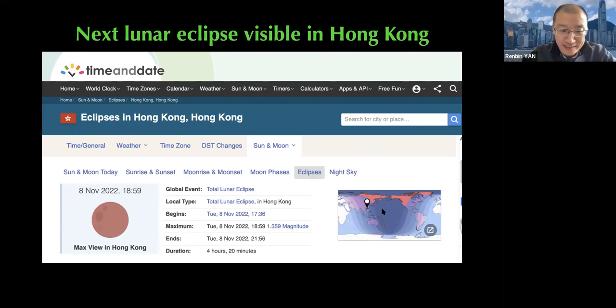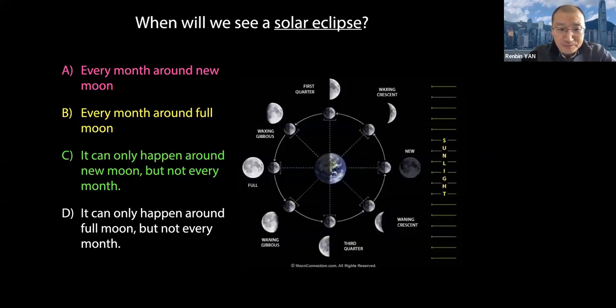Everywhere on Earth can see this phenomenon as long as you are on the night side. As long as you are on the side that is facing the full moon, you will be able to see it. And so this is not that rare an event. Almost every year you will have a lunar eclipse. Sometimes it's a total lunar eclipse. Sometimes it's a partial lunar eclipse.